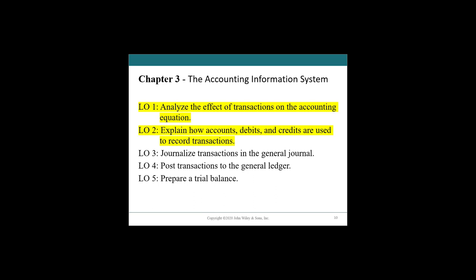This is going to be the second video of chapter 3 and part 2 of covering learning objectives 1 and 2, analyzing the effect of transactions on the accounting equation, and explaining how accounts, debits, and credits are used to record transactions. If you'll recall, assets equal liabilities plus equity, and revenues minus expenses equal profit, or if negative, loss. And equity equals common shares plus retained earnings, where retained earnings equals opening retained earnings plus profit minus loss minus dividends is equal to ending retained earnings. So an increase to profit equals an increase to retained earnings.